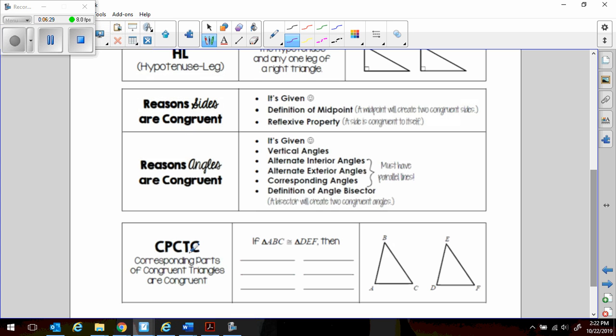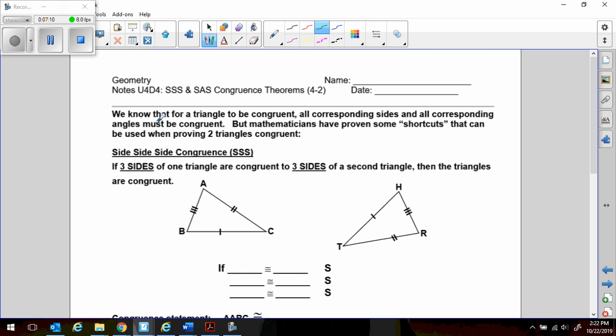CPCTC means corresponding parts of congruent triangles are congruent. So this is saying angle A is the first one, so that's congruent to the first one, which is D. B is the second one, so that's congruent to the second one, which is E. And then you guys can figure out the rest. AB is the first and second, so side AB is going to be congruent to the first and second, side DE, right? The sides are also congruent, angles and the sides. Alright, now we're going to look at side, side, side today.